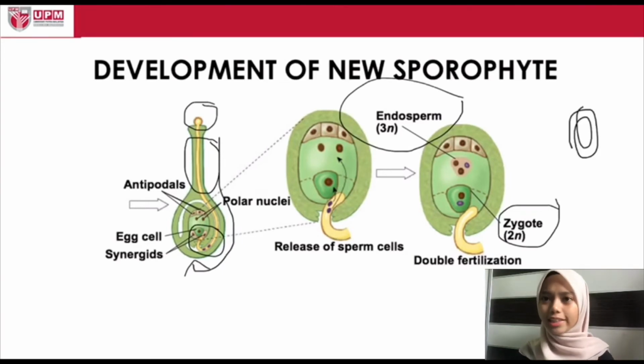The important aspect of seed development is the formation of the seed coat from the ovule wall. And a mature seed contains the embryo, the stored food, and the seed coat.